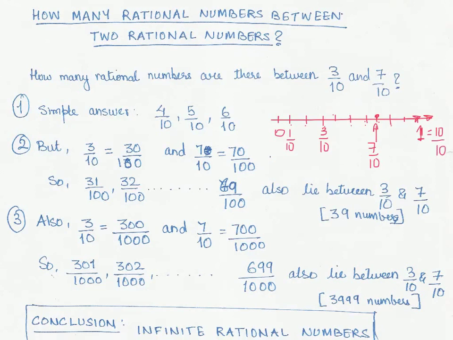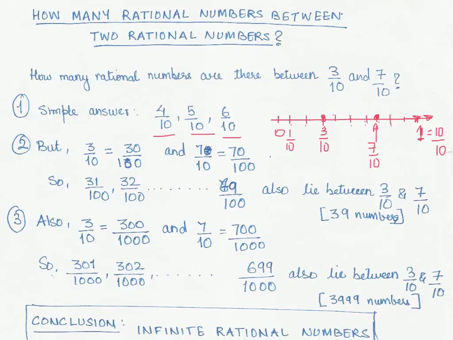Okay, if you look at this representation, how many rational numbers can you see? You will say, yeah, we can see 4 by 10, 5 by 10, 6 by 10. Straightforward answer. There are 3 rational numbers between 3 by 10 and 7 by 10. But wait a minute, let's think a little bit further.